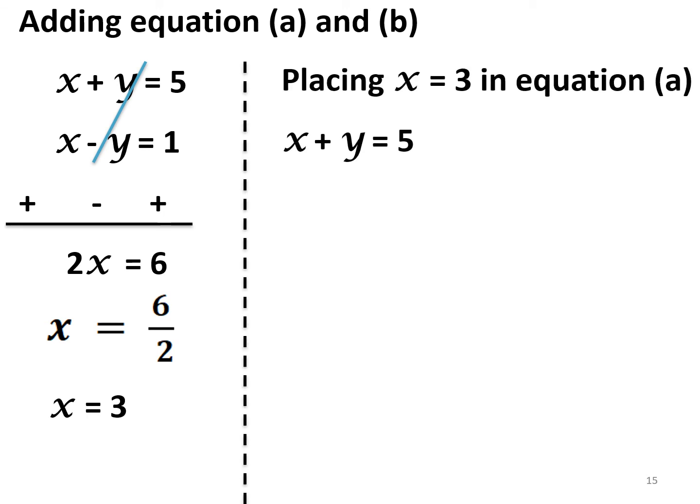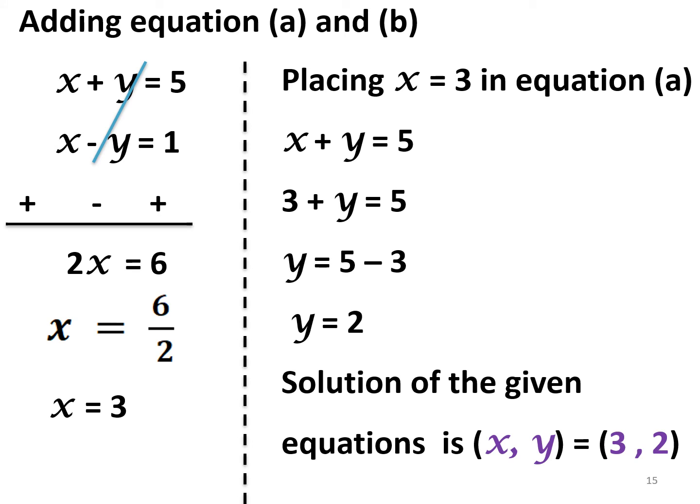Substituting the value of x is equal to 3 in my equation A, that is x plus y is equal to 5, 3 plus y is equal to 5. So y is equal to 5 minus 3, which is equal to 2. So the solution obtained for the given equation x comma y is equal to 3 comma 2.